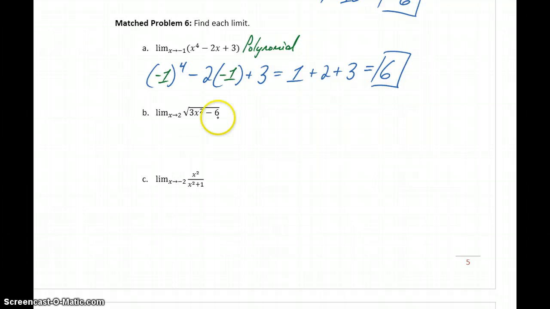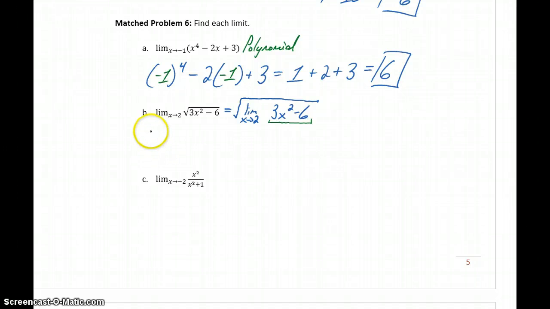So in part B, we have the square root of 3x squared minus 6 as our function. This is not a polynomial. However, if we go back to the properties of limits, we realize that we can bring that limit notation underneath the radical and write this as the square root of the limit as x approaches 2 of 3x squared minus 6. So initially, we didn't have a polynomial, but now when we look at 3x squared minus 6, that is a polynomial since we use those properties to rewrite our problem.